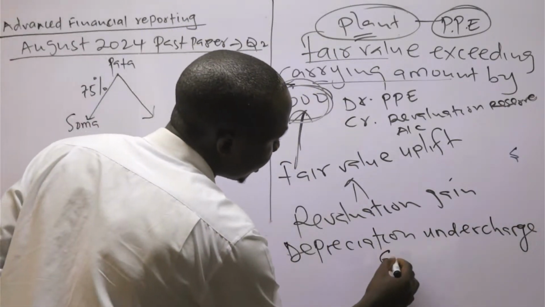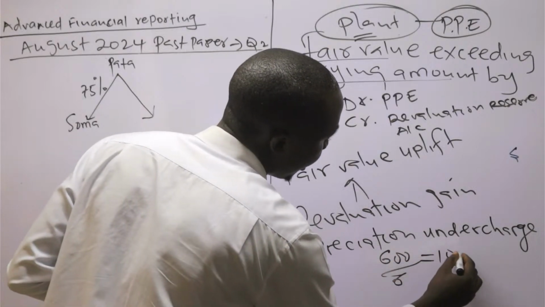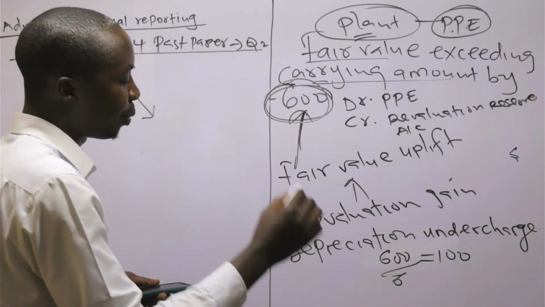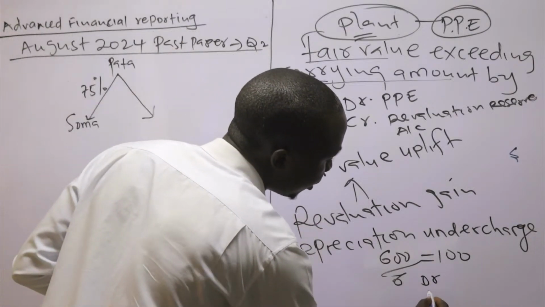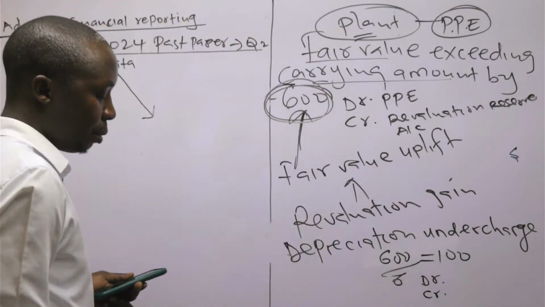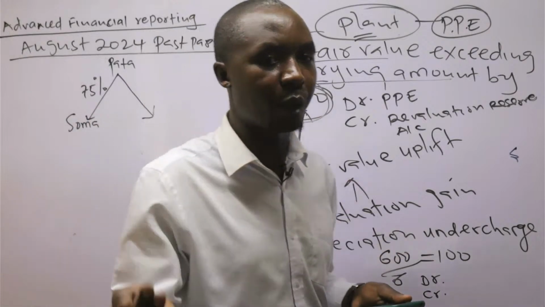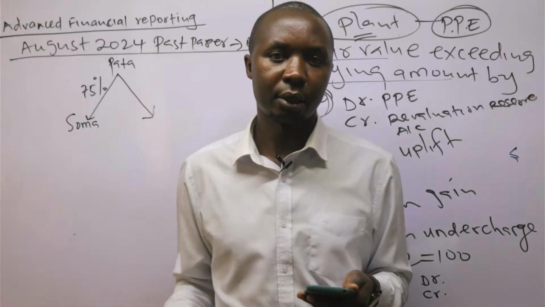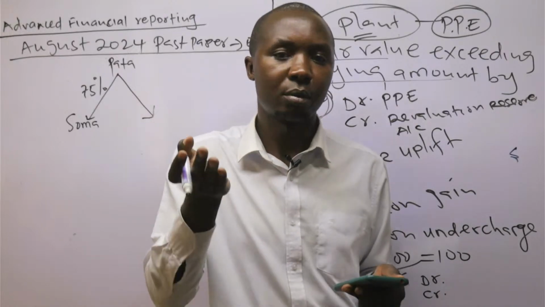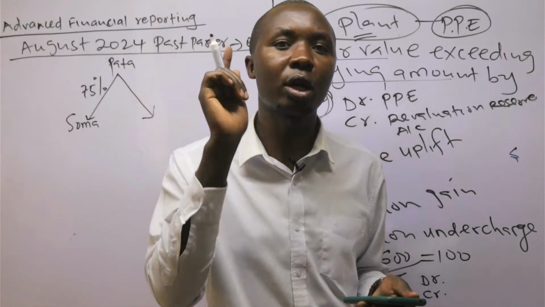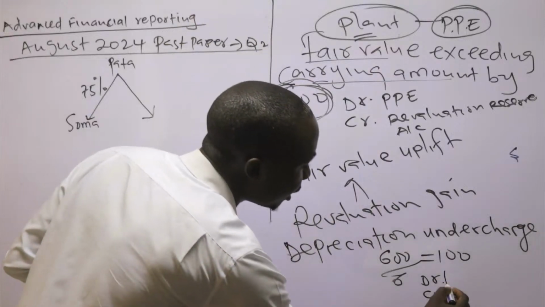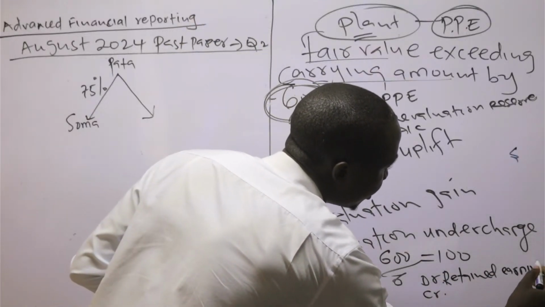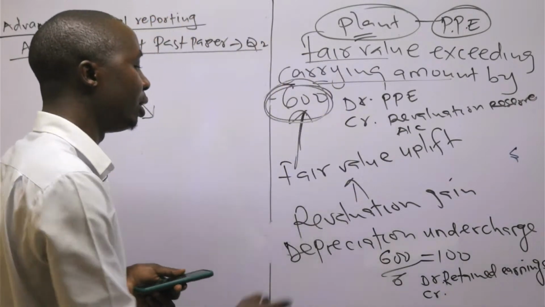So this one, you take 600 divide by 6, you get your 100. That is depreciation undercharge. With the depreciation undercharge, what are you supposed to do? Remember that a depreciation is an expense. If you understated your expense, it means that the profit is in excess. So we need to correct that by debiting the retained earnings account.